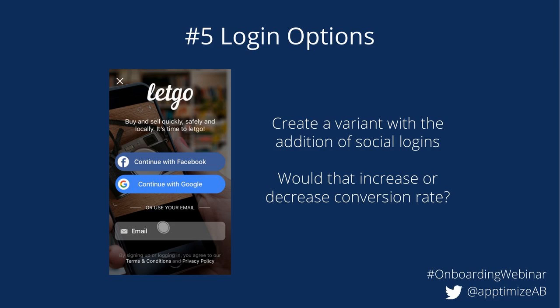So the next experiment idea we have is around login options. It's important to test whether your users like to have options for logging in. Sometimes the default login process can be very time consuming and users will abandon at a much higher rate. We find a lot of our customers yield high success when they give their users a few login options to help speed up the process. In this case, you can see here with Let Go, you can either log in with Facebook, you can log in with Google, or you can use your email.